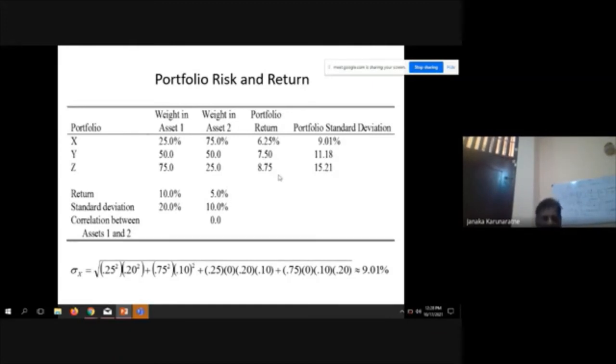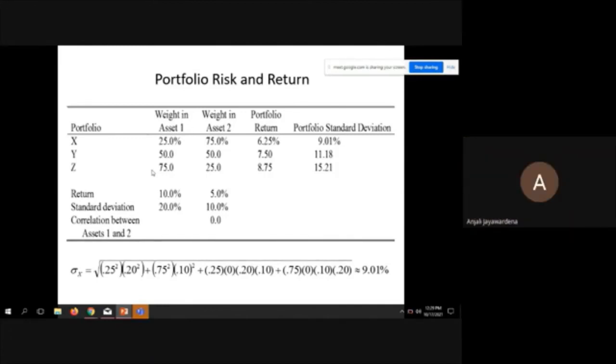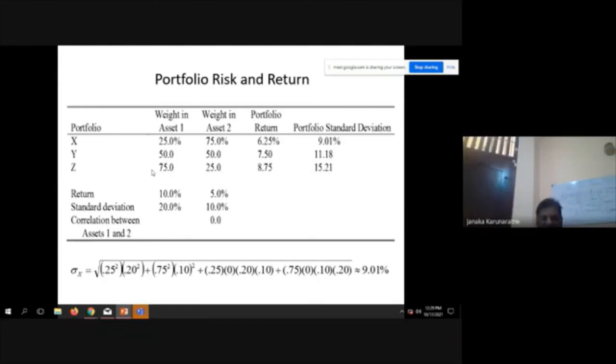Now, what do you see? Anything you observe, that is what I want to bring out here. I will come to the rest of the part next week. What do you see? The portfolio return has increased when the weight in asset 1 increases and the weight in asset 2 decreases.